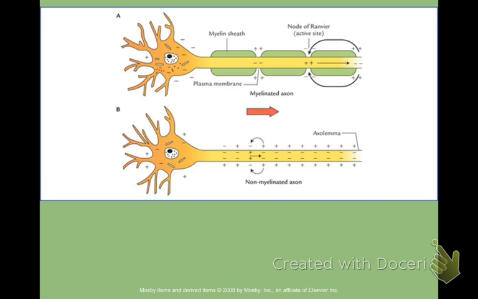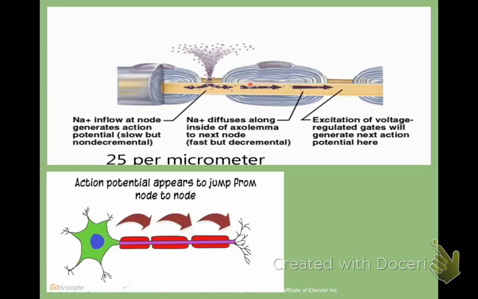So a myelinated axon can transmit a nerve impulse much more quickly because of saltatory conduction, that the impulse jumps from one node to the next. But in a non-myelinated axon, it has to travel all the way down the axon like dominoes falling over in a row. Here's another picture that shows where the sodium inflows, and then the action potential actually travels through the axon, not across the surface of the membrane. So it jumps.